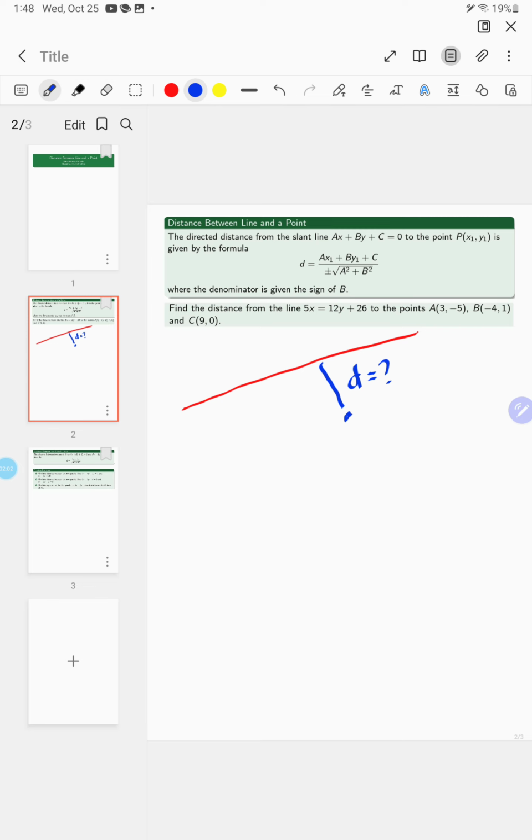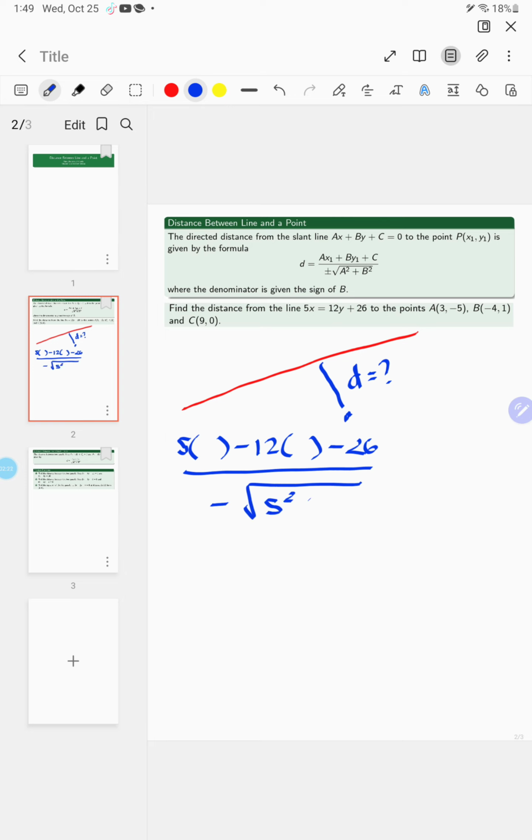Again, I emphasized earlier that the line should be equated to 0. So that is 5x minus 12y minus 26 all over, since b is negative, the denominator should be negative, square root of 5 squared plus 12 squared. So, that will be our distance. Now the question is, what should be the numbers here? Those should be the coordinates of your point, which is 3, negative 5. So we substitute for x and y respectively.